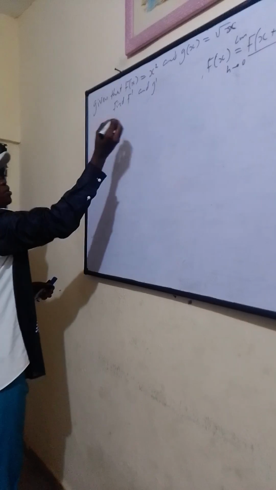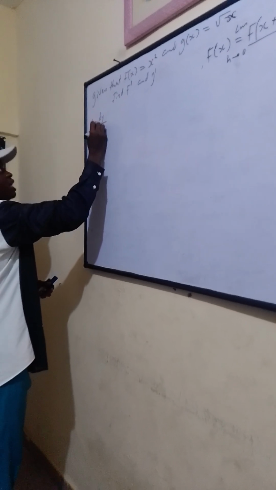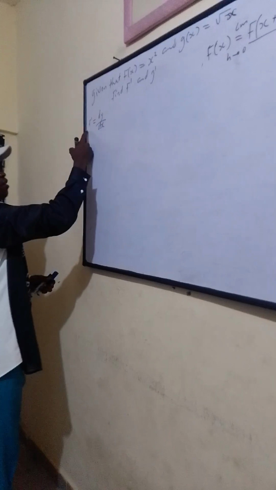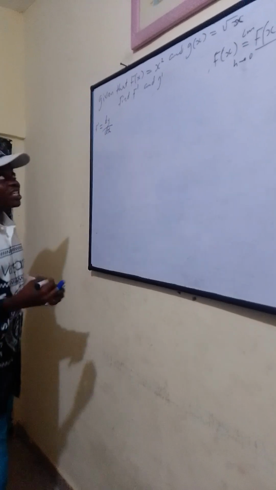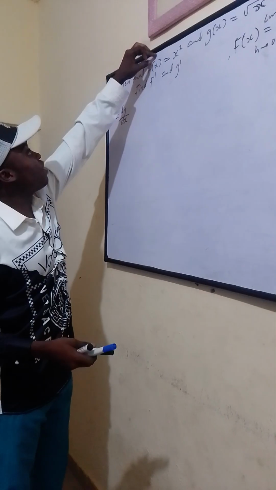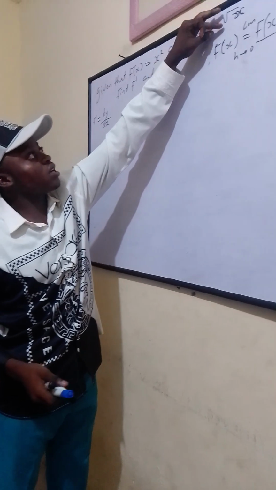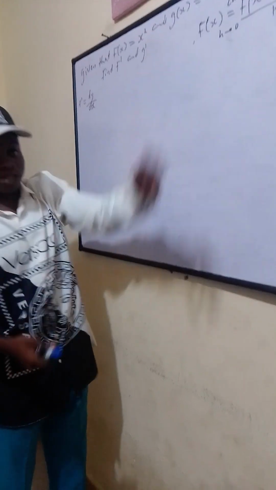Now let's recall. Recall that f prime is the same thing as dy dx. So if f prime is dy dx, that means they are asking us to find the dy dx of f of x is equal to x squared and g of x is equal to root x. Now let's go.